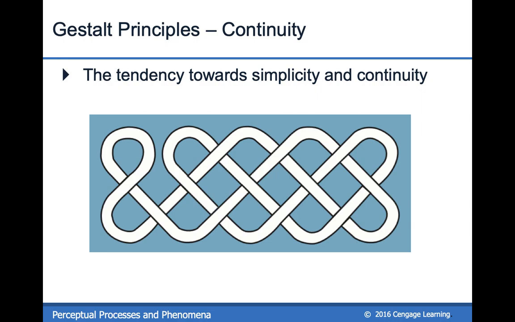Another Gestalt principle is continuity. We have a tendency towards simplicity and continuity. So if we look at this image, we probably believe that it's actually just one long piece of rope, let's say, and not multiple pieces. So take a second and follow these things around.